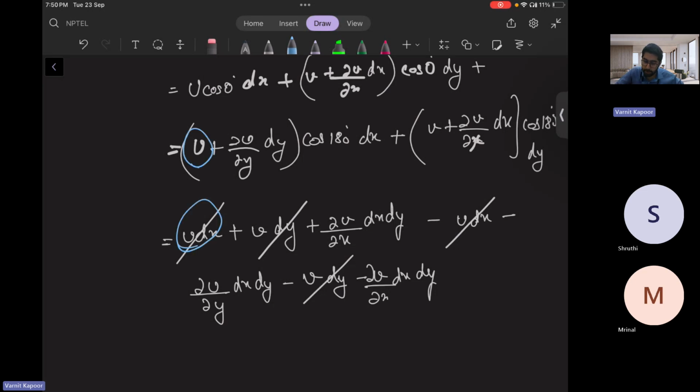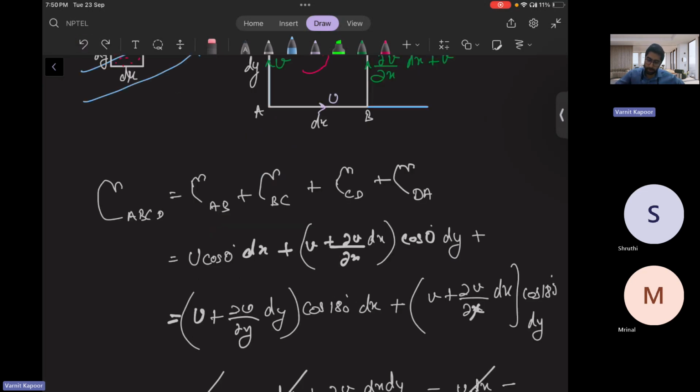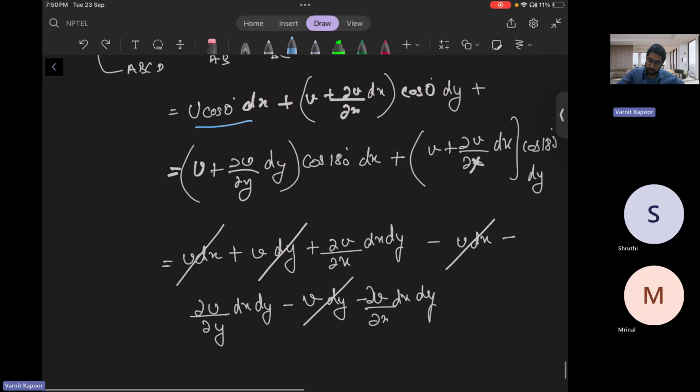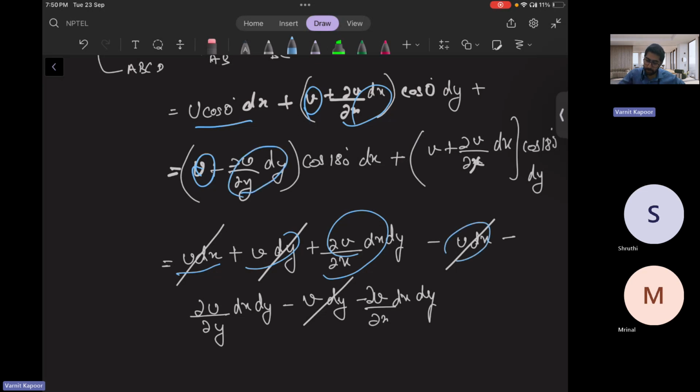So this term I've written, this term, this term I've not, sorry. This term is this. This term is this. This term is this. This term is this. This term is this. And this term is this. So yeah, all the terms are written. Correct.